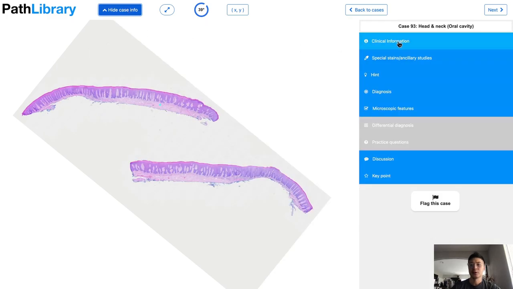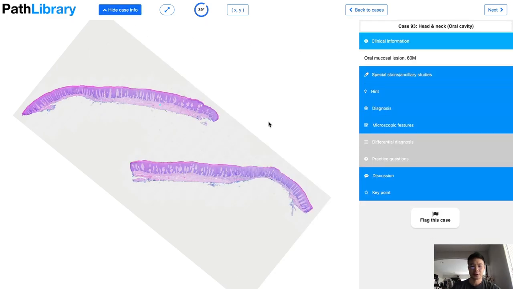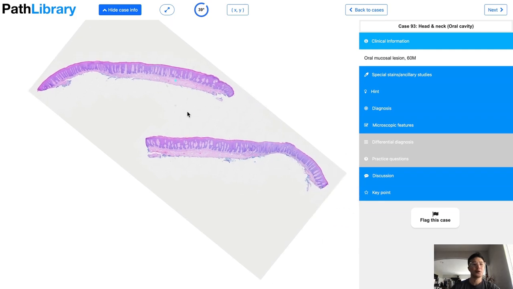All right, so this is an oral mucosal lesion, 60-year-old male. So what do we see here from low power? We see elongated reedy ridges, these elongations of the epidermis. They're longer than usual, and it has equal elongation. It's not irregular. So first thoughts, in the back of my head, maybe this is psoriasis.